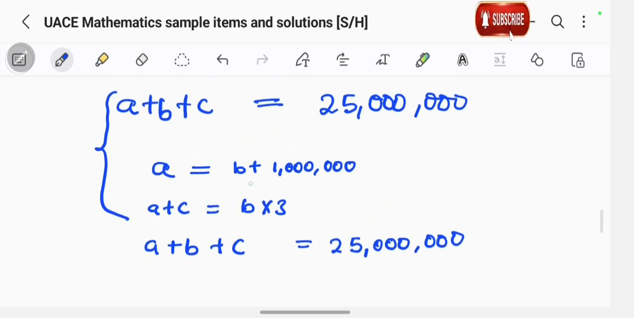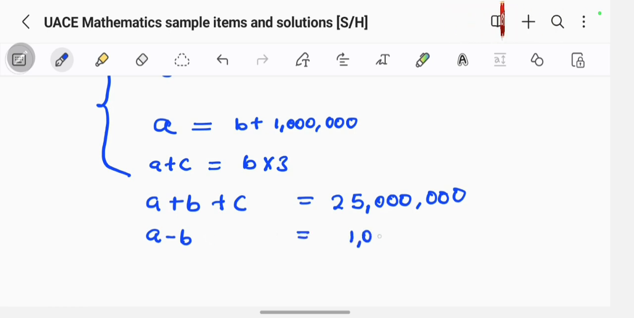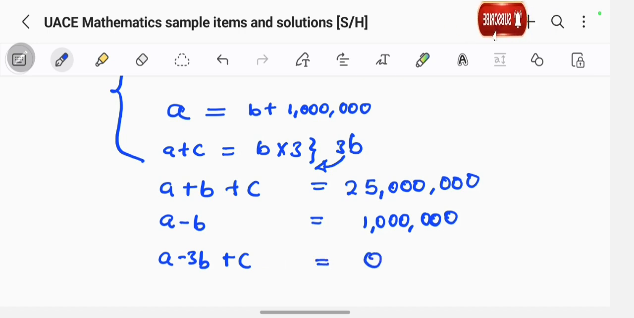Then the second one is A minus B is equal to 1,000,000. Then the last one, remember this one can be written as 3B. That's what I'm going to use. A is going to move to that side, so it's going to be A minus 3B plus C is equal to 0. So those are the 3 simultaneous equations.